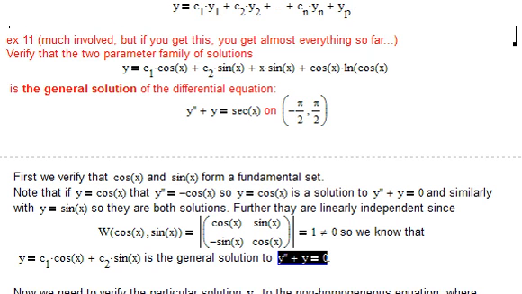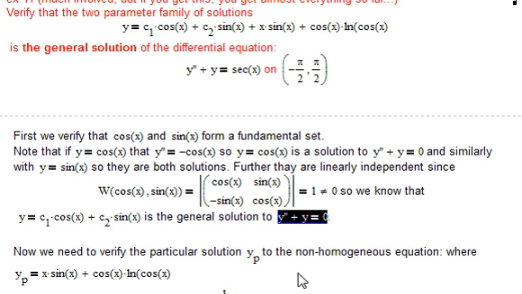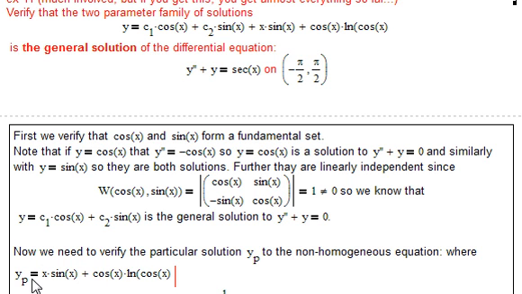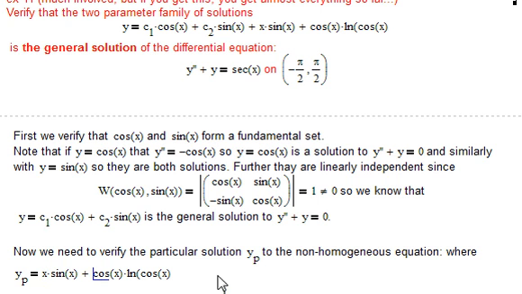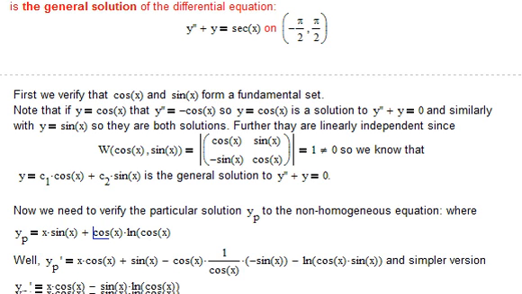Here's the ugly part for this problem. We need to verify the particular solution to the non-homogeneous equation where yp equals x times the sine of x plus cosine of x times ln of cosine of x. You'll notice this is the yp because there's no constants attached here or here. No linear combination. It's just that is the particular solution.